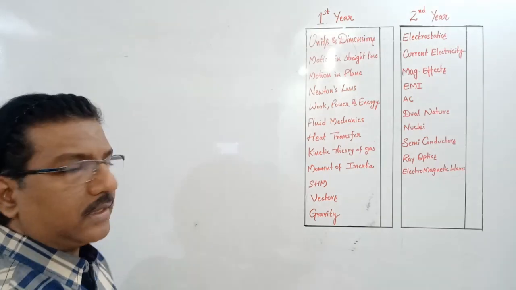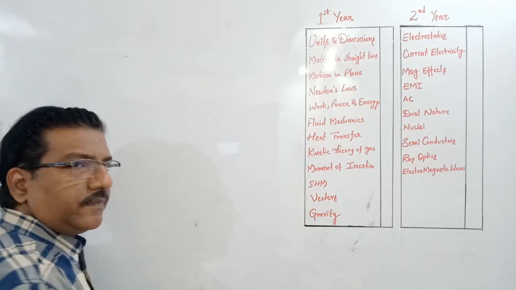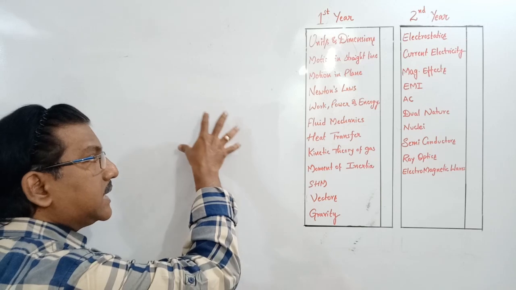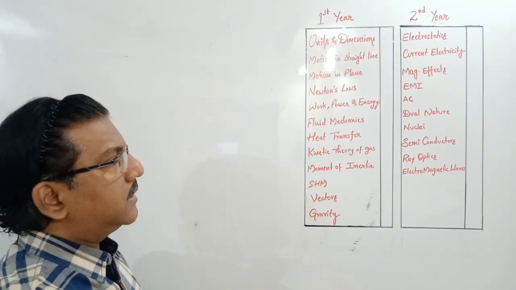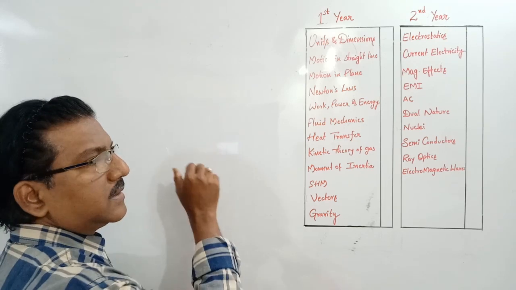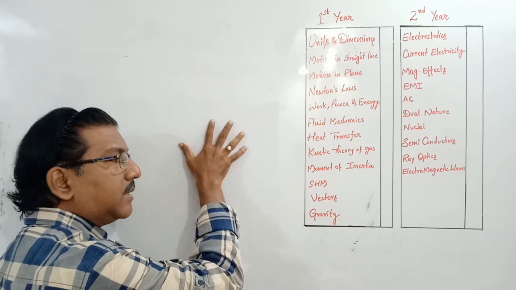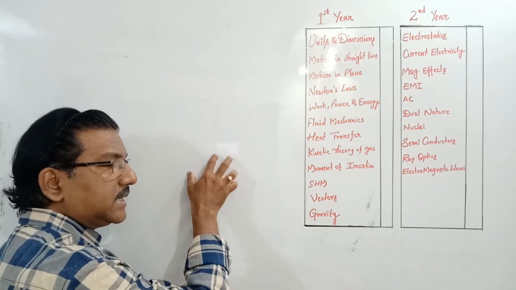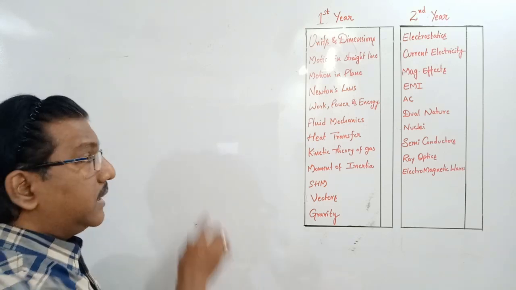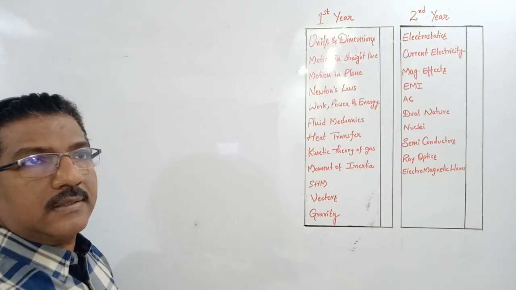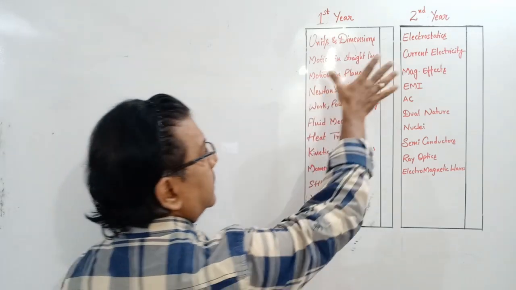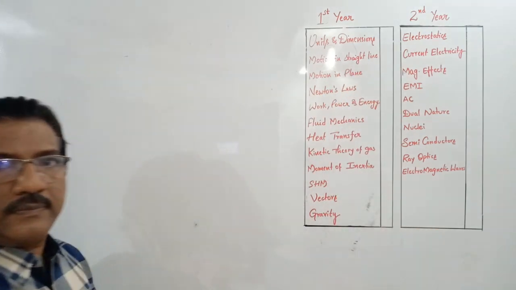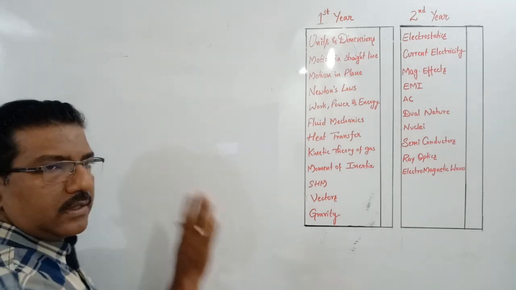For that, actually, what is this paper? How does the basic concept help us to attempt those papers? How many questions come directly from the basic concepts and direct formulas? I would like to analyze chapter wise, but I don't want to deal with all of them.